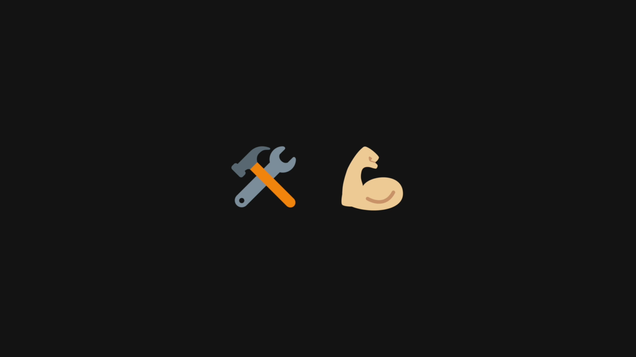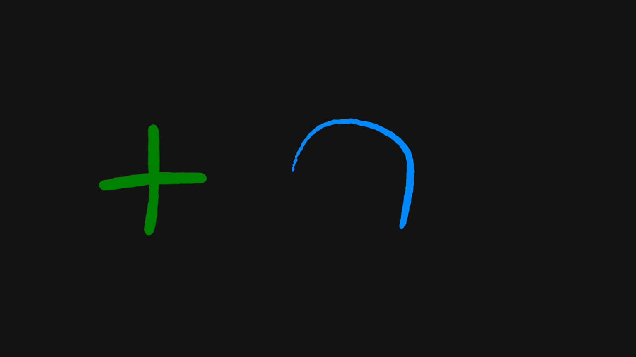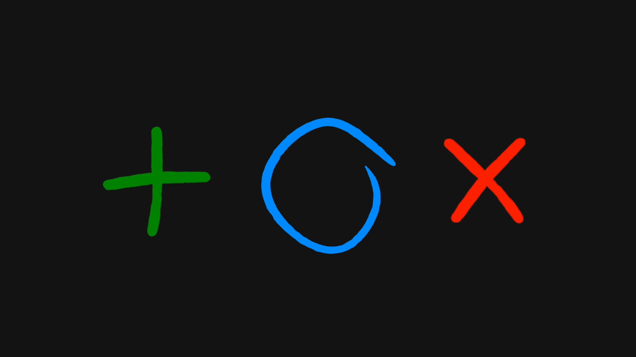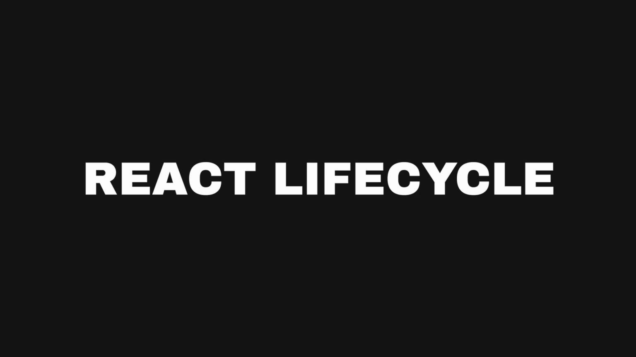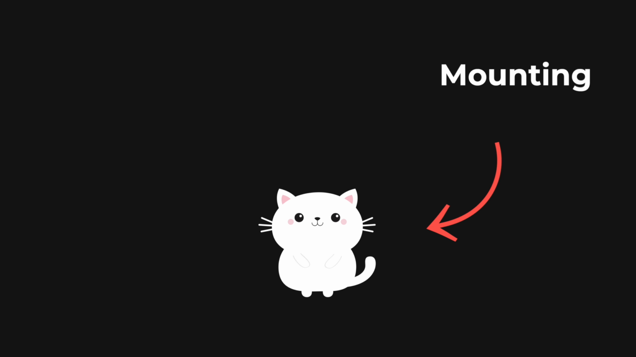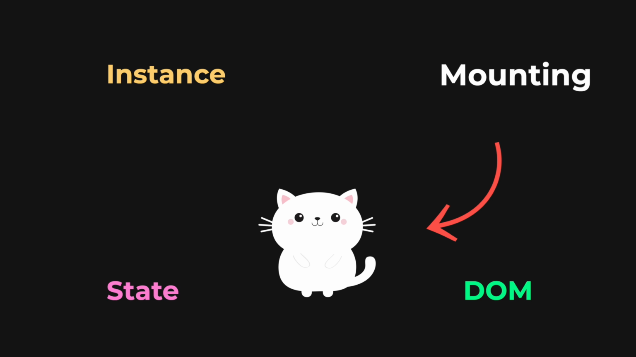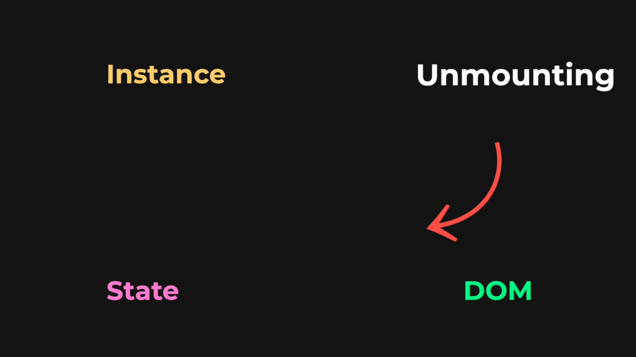But in order to do that, we need to first understand how React adds, updates, and removes components on the screen. For that, let's refresh our knowledge of the React lifecycle. It all starts with mounting. This is when a component first comes to life. React creates this component's instance for the first time, initializes its state, runs its hooks, and appends elements to the DOM. Then there is unmounting. This is when React detects that the component is not needed anymore and gets rid of it, destroying the component's instance, its state, and all the DOM elements in the process.